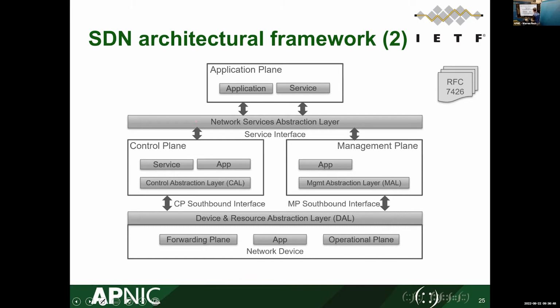So we have our device and resource abstraction layer, our DAL. So it's got our networking devices. They're going to talk to our control plane and management plane using a southbound interface. And then from our control plane, we're going to be talking to our applications using some sort of services interface. RFC 7426 talks about that in more technical detail, but essentially you're going to have some sort of communication, and your control plane is going to be the middleman between the application and your hardware devices.